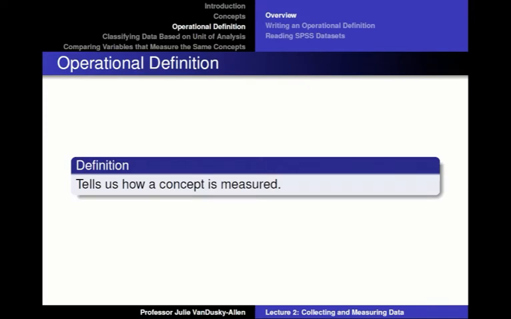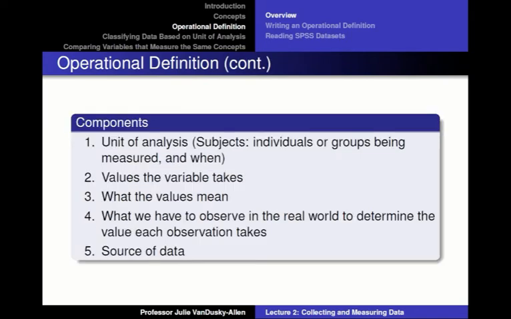In order to properly measure a concept, we have to write its operational definition. The operational definition tells us how a concept is measured. The operational definition includes the unit of analysis. The unit of analysis tells us which individuals or groups the data apply to and when. The operational definition also includes the values the variable takes, what those values mean, what we have to observe in the real world to determine the value each observation takes, and the source of the data.